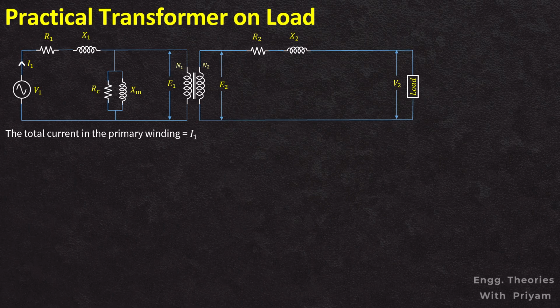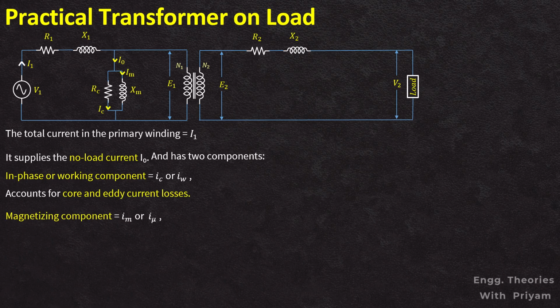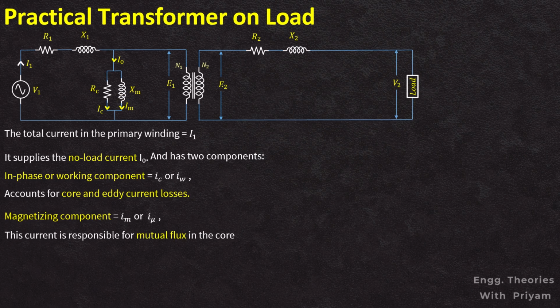The total current in the primary winding is equal to I1. It supplies the no load current, which is a small current that the transformer draws from the supply under no load condition, and it is denoted by I0. This current has two components. The first component, or in phase component, is in phase with the alternating supply voltage V1, and this component is denoted by IC, which accounts for core losses and eddy current losses. The second component, or magnetizing component, lags behind the alternating supply voltage V1, and it is denoted by IM. This current is responsible for the mutual flux in the core.